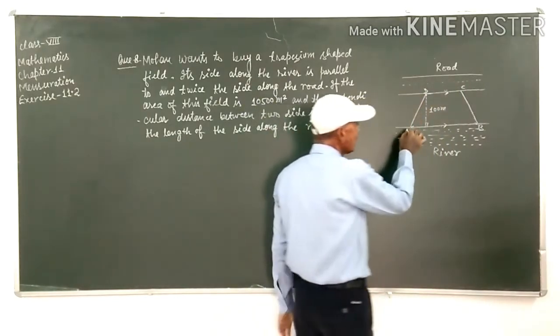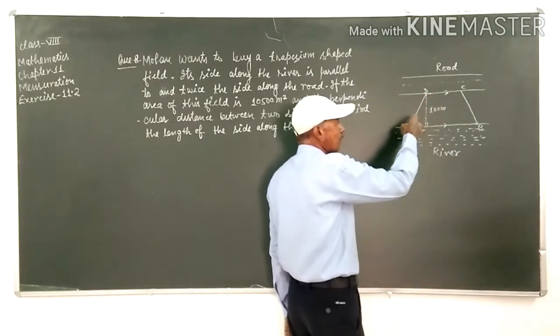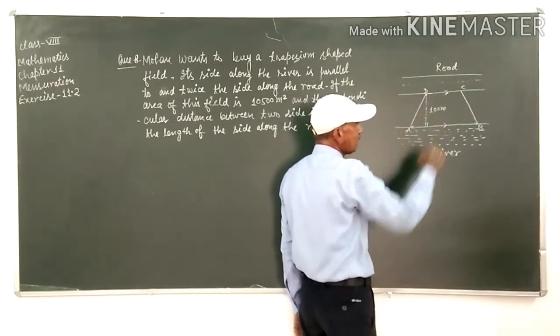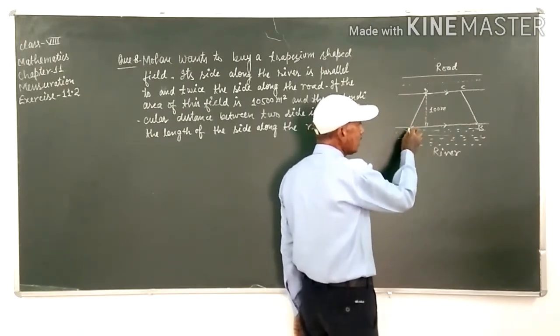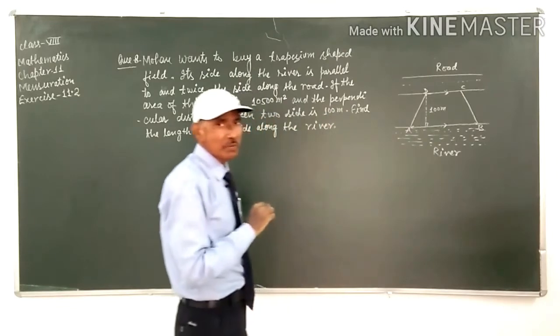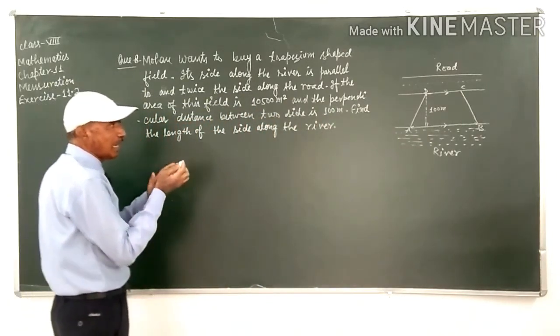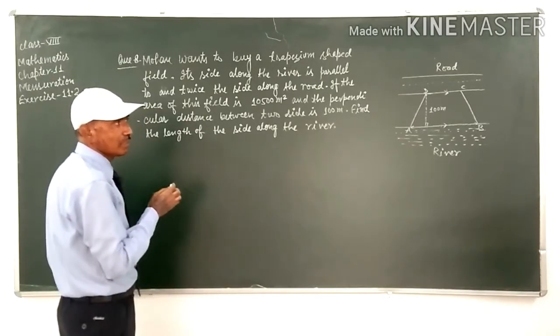In the figure, this one ABCD is the trapezium shaped plot and AB is double of CD, it is given. Clear student? So first of all we have to find the length of CD. Clear?